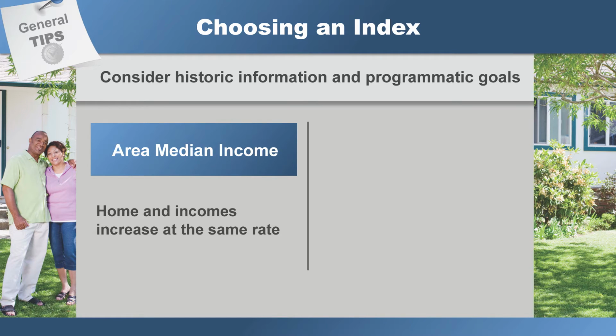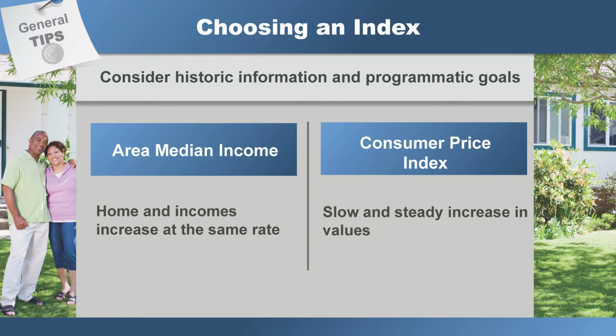While AMI is the most common index used, it's not the only option. In some areas, the Consumer Price Index may be a better choice as it tends to track wages more directly than household incomes. It also tends to change more slowly and more regularly than Area Median Income Index does. So if you're striving for a slow, steady increase in value, the CPI may be a good bet for your program to use. And there are other options as well. Which index you choose should be a function of your programmatic goals and a careful analysis of the historic trends in the various indices available in your service area. It should also be something that's easily accessed and regularly calculated.